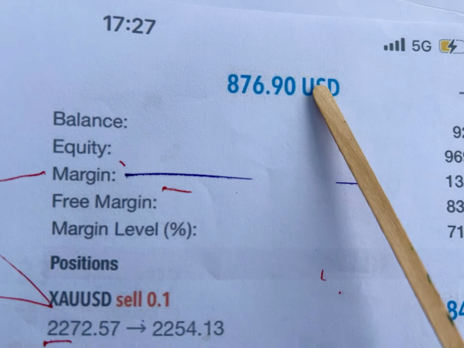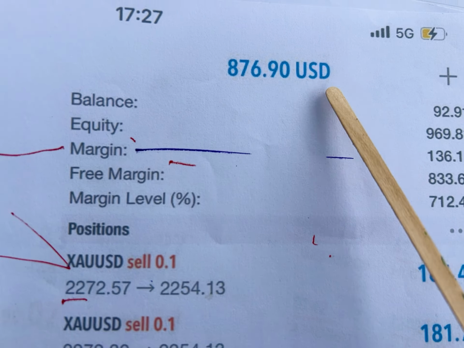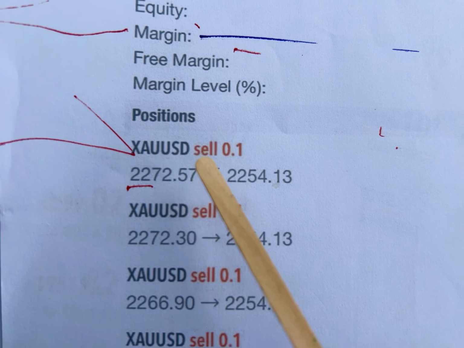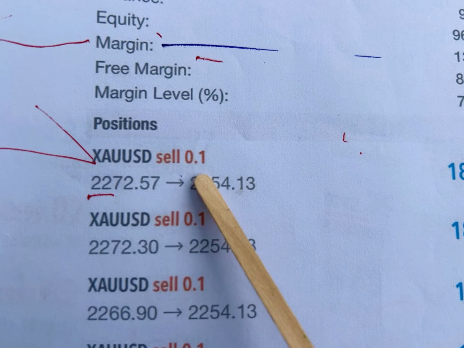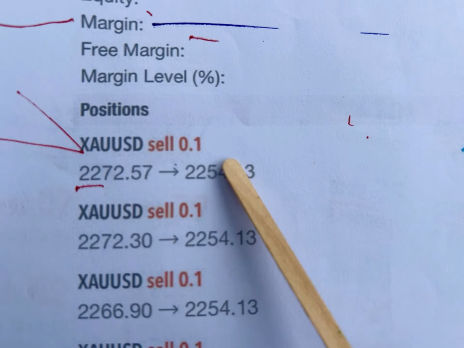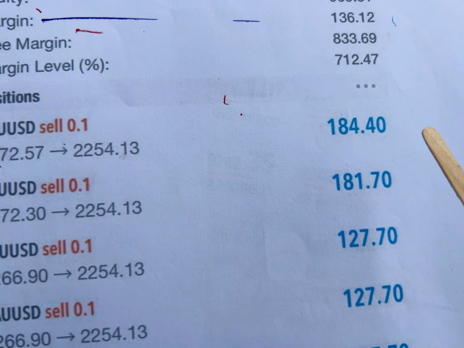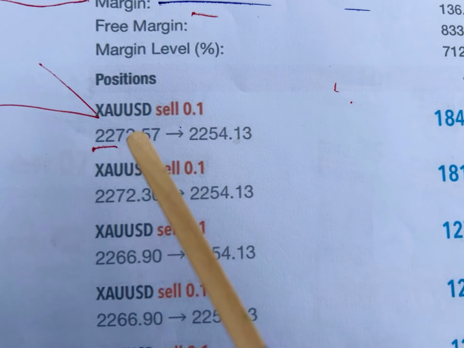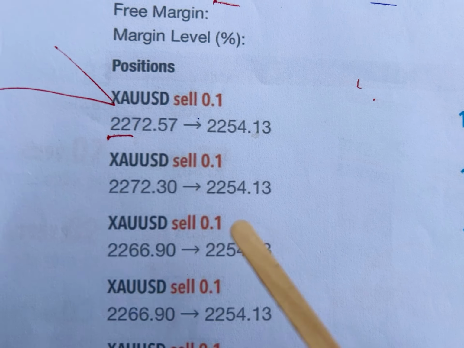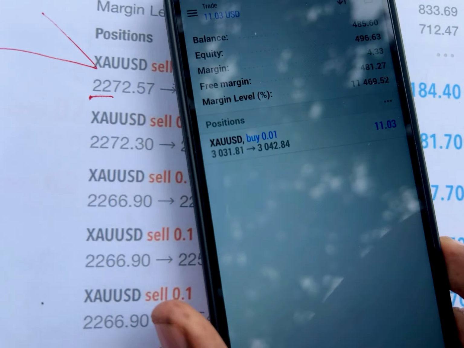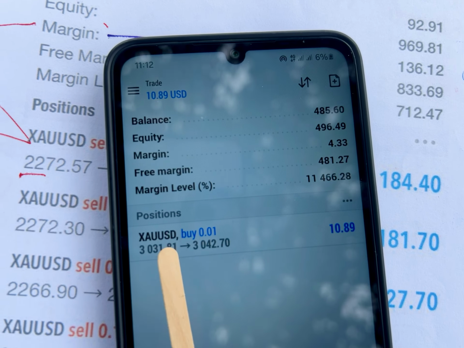Profit $876.90. Trading XAUUSD, lot size 0.10 or 0.1. Per trade, profit is $184.40. The best currency asset that you can actually trade, or metals that you can trade, this is gold.